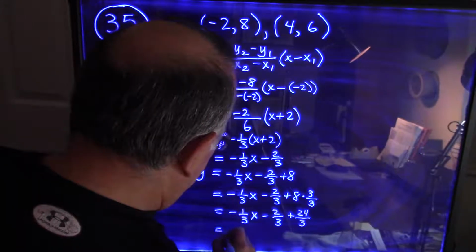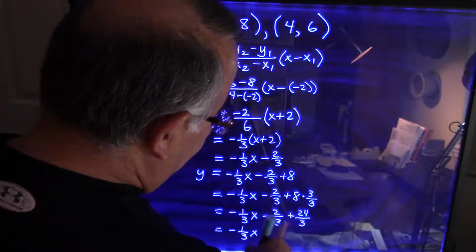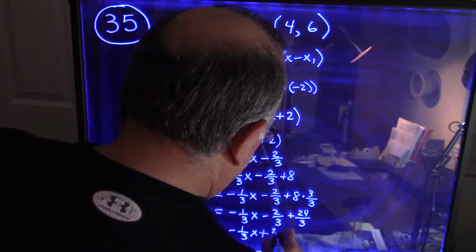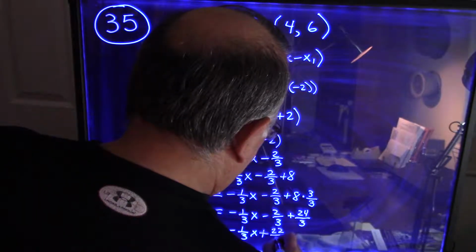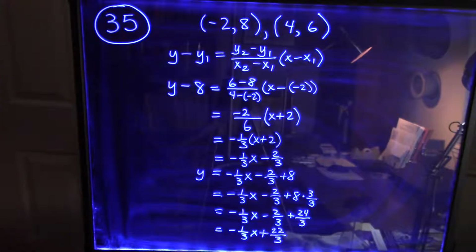And so finally y equals negative 1/3 x. 24 minus 2 is 22/3. So plus 22 over 3. And there you go.